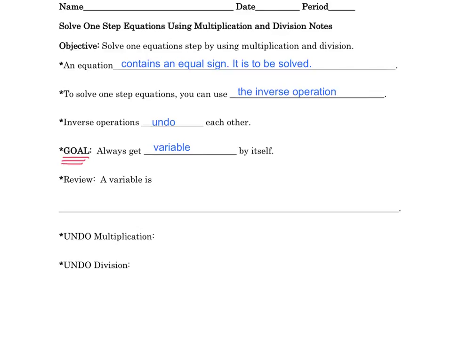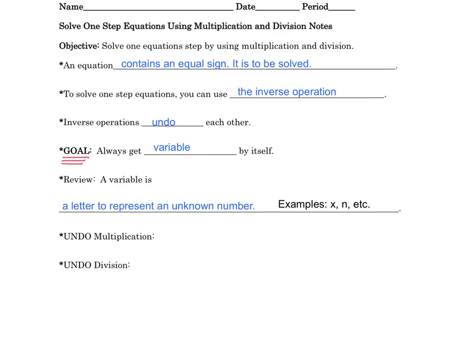And let's review what a variable is. A variable is a letter used to represent an unknown number. Common examples of variables are x and n, but you can use any letter you want to represent the unknown number.